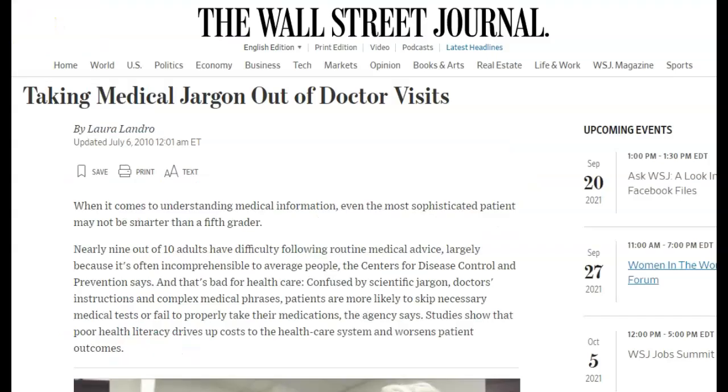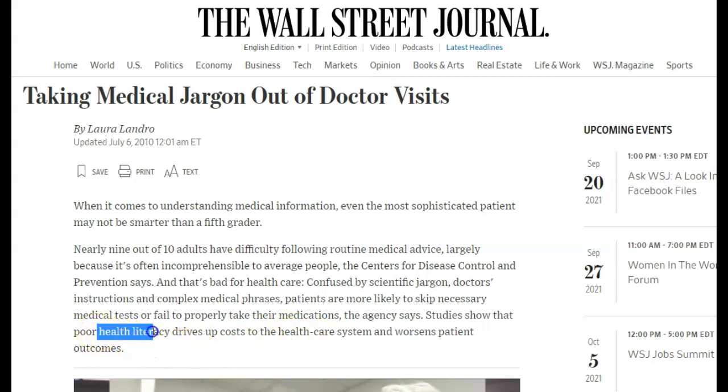So for instance, here's a Wall Street Journal article from some years past about health literacy, titled Taking Medical Jargon Out of Doctor Visits. It discusses the need for sophisticated patients to be able to comprehend basic medical information. However, many patients find themselves confused by the jargon that doctors use in their instructions and the like, and that may result in the patient not receiving the kinds of medical care that they should be.